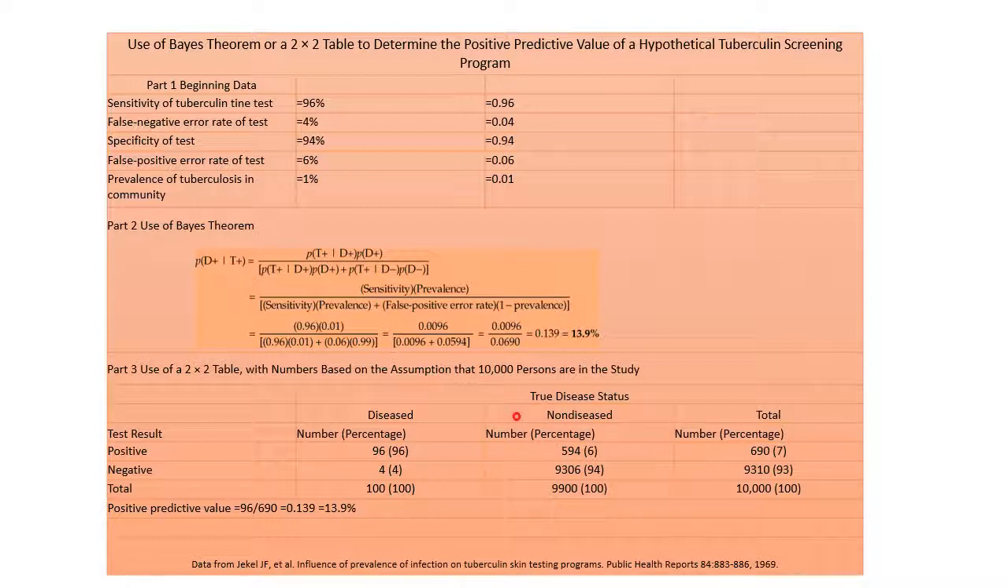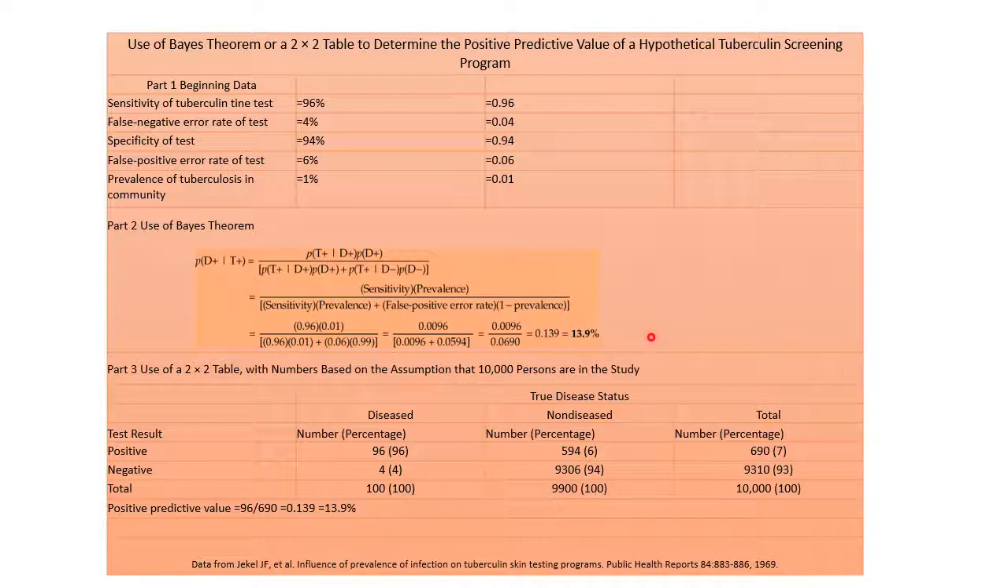Similarly, looking at the non-disease individuals, you can see here you'd get this rate where 94% of those individuals show up as true negatives, but about 6%, or 594 people, show up as false positives. So when you take all the people that show positive, what was the actual percentage of them that actually had the disease itself? When you do that, you find out it's only about 13.9%.